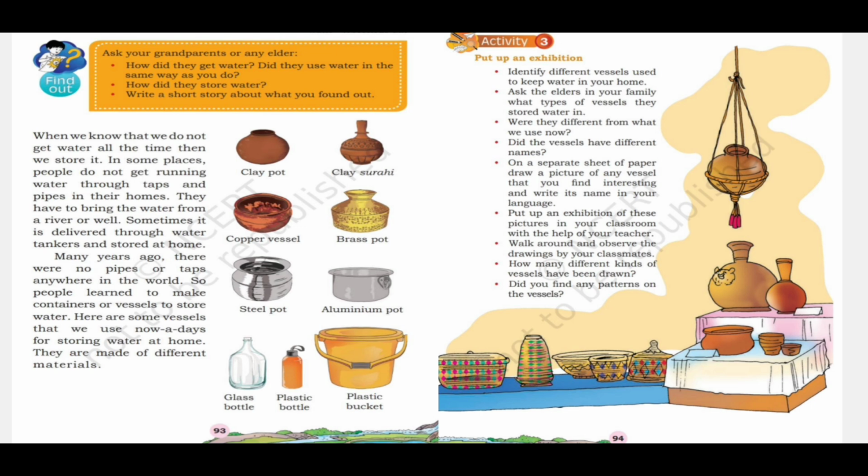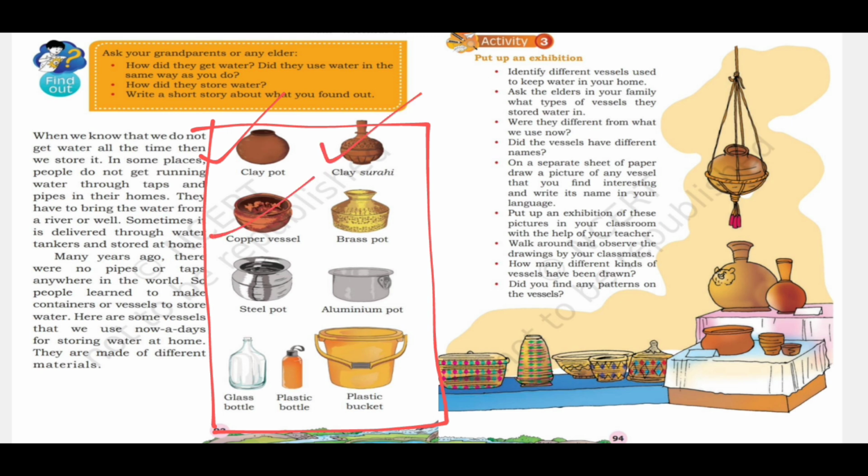Here are some vessels that we use nowadays for storing water at home. They are made of different materials. So you can see there is a variety of images over here. These are all those things that are used. So what all was used earlier? Clay pot, clay surahi, copper vessel, brass pot, steel pot, aluminium pot, glass bottle and plastic bucket. These are all the things that are used to store water. There are a lot more that are used, but these are a few that are given to you.